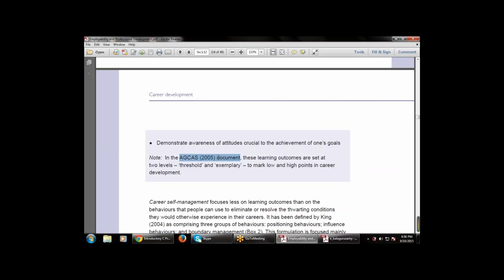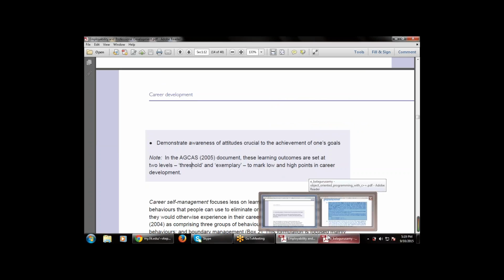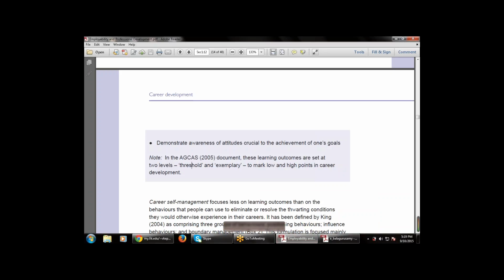Note, in the AGCA 2005 document, these learning outcomes are set at two levels, the threshold level and the exemplary level. Now let's start the session again. So next is to demonstrate the awareness of the attitudes that are crucial to the achievement of one's goal. So one's goal can be achieved with the various attitudes available for the achievement of the goal.